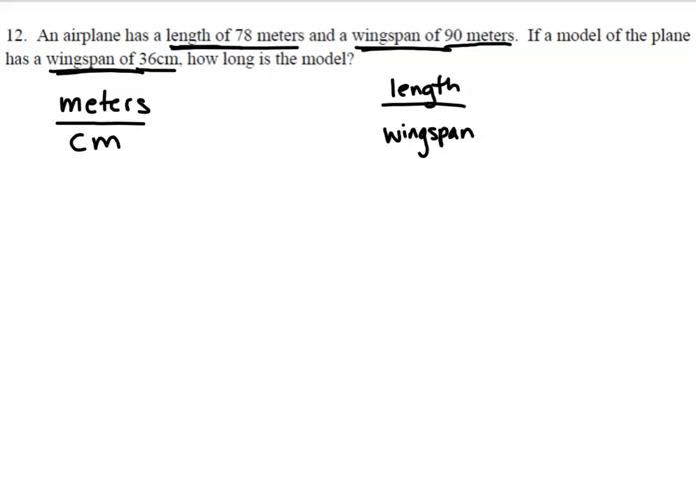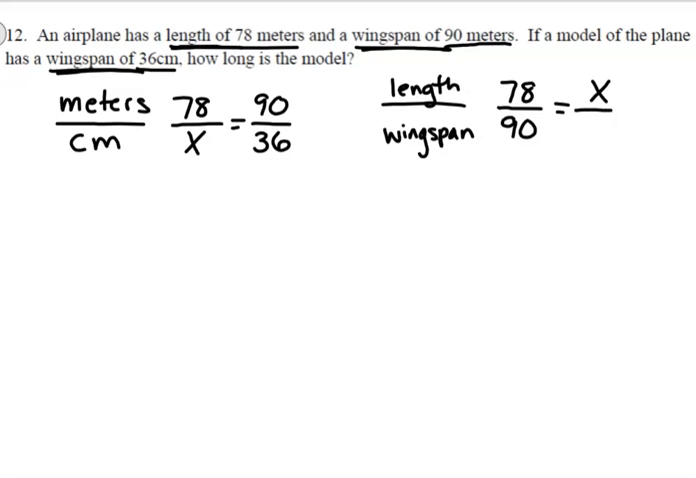So one option is to say, okay, I have a length of 78 meters. I do not know the length. I have a wingspan of 90 meters and a wingspan of 36 centimeters. Or I have a length of 78 meters, a wingspan of 90 meters for the real plane, and I have an unknown length and a wingspan of 36 for the model plane.